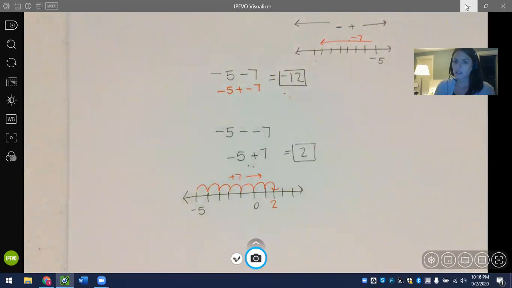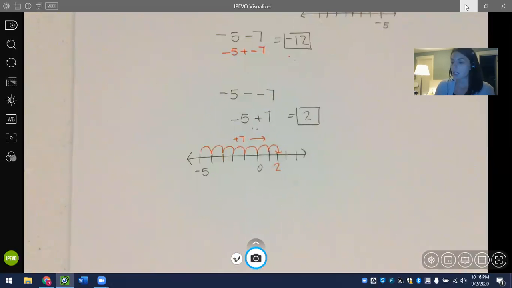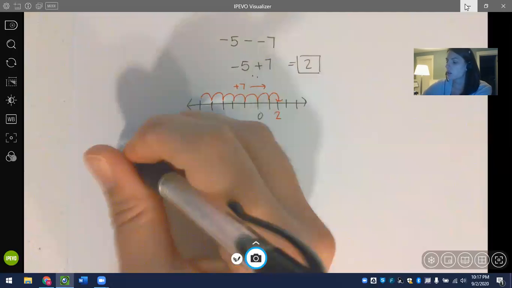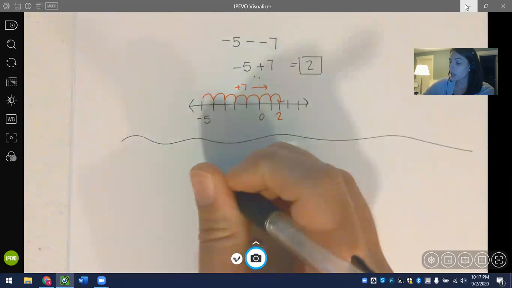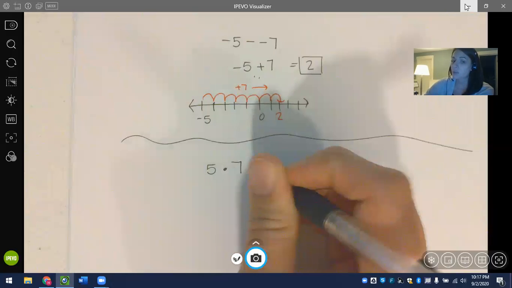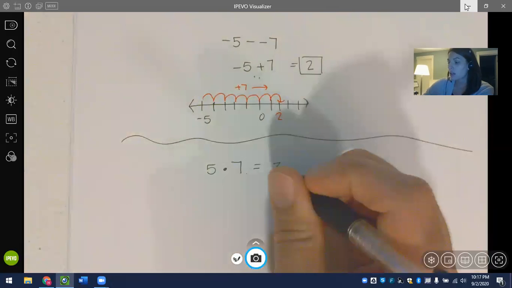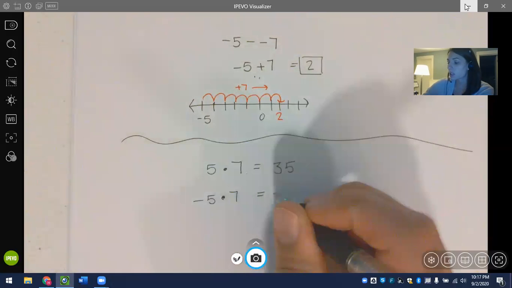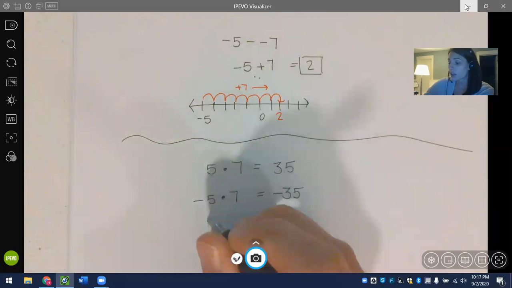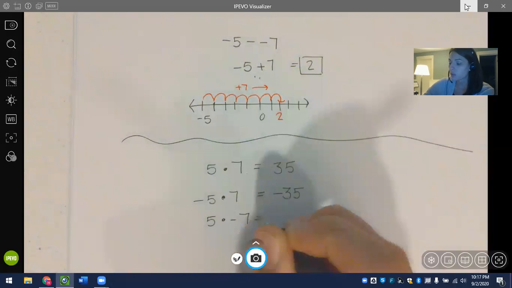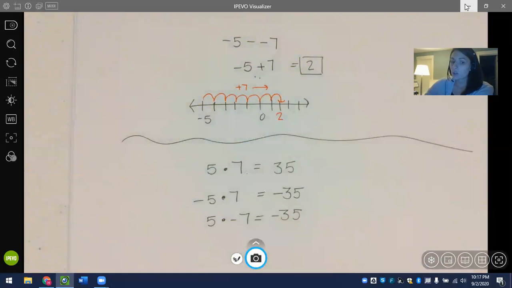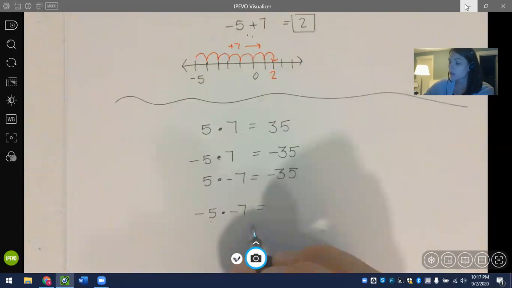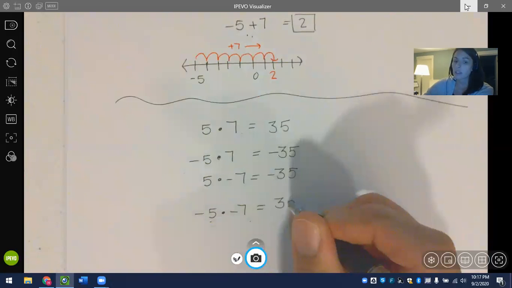The stuff that's probably a little bit more solid would be multiplication and division rules with positives and negatives. Just to review, 5 times 7 is 35. If I had -5 times 7, a negative times a positive is going to give me a negative, or vice versa if I had 5 times -7. And if I had two negatives, -5 times -7, a negative times a negative is going to give me a positive.